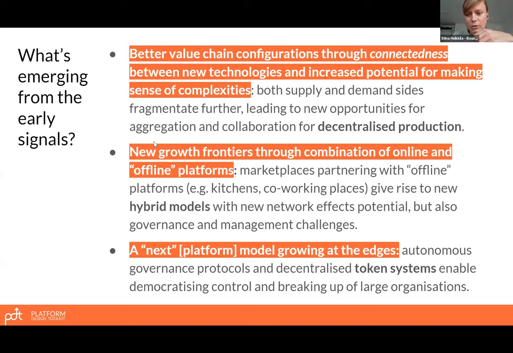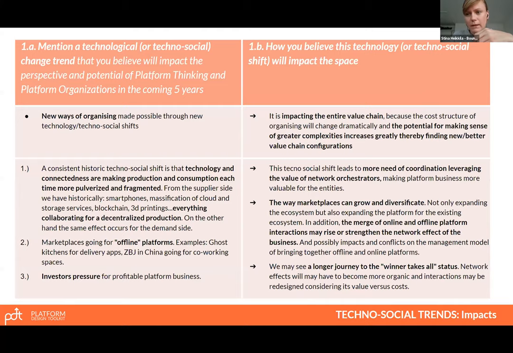And what we sensed from the responses is that the new platform model is not clear at the moment, but it's something emerging more or less on the edges of different evolutions, for example through autonomous governance protocols and token systems that enable a democratization of control and breaking up of large organizations. I'm not going to go into the details, but we will share the PDF export in the Discord channel as well. These were the questions related to the social technological trends and impact.